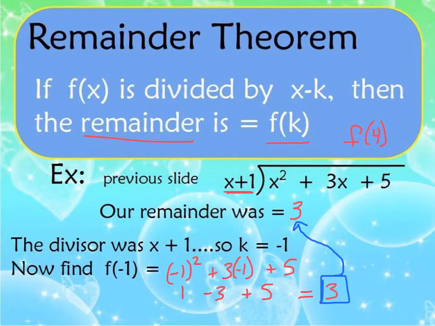That's kind of nice, because remember what you're hoping for is to get a remainder of 0. So that's kind of a quick way to see if it's going to divide in nicely. If you end up with a remainder of 0 when you do your f of k, then you'll know that, oh, that's going to divide nicely.